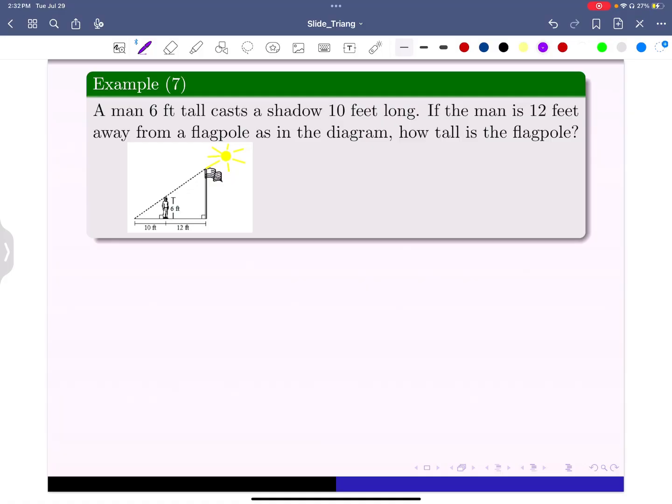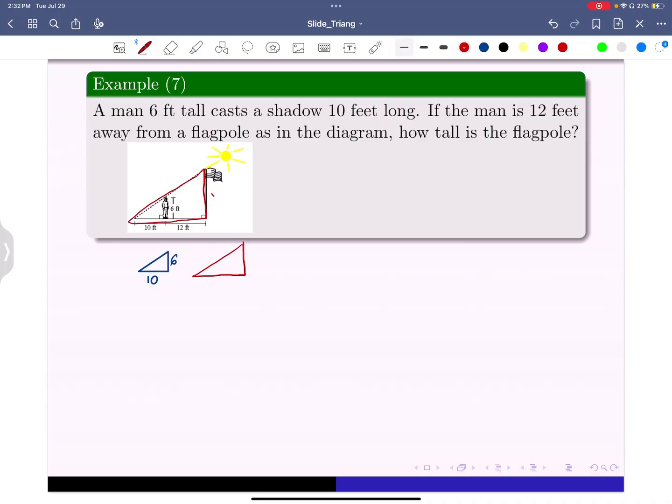So here we have two triangles. We have one small triangle with the man. So here we have 10, here we have 6. And then we have the big triangle, which is right here. That's the big triangle.